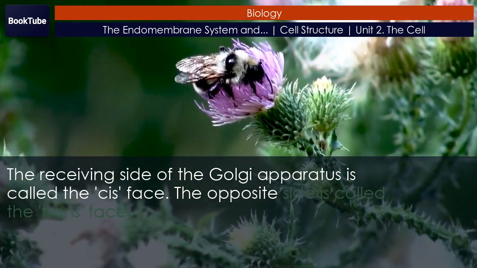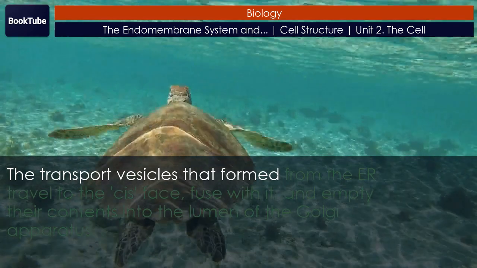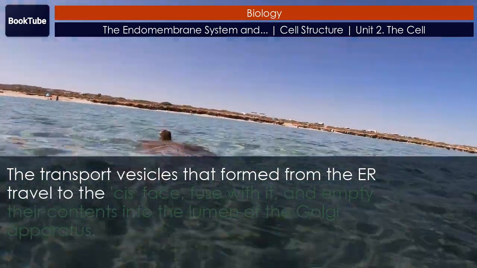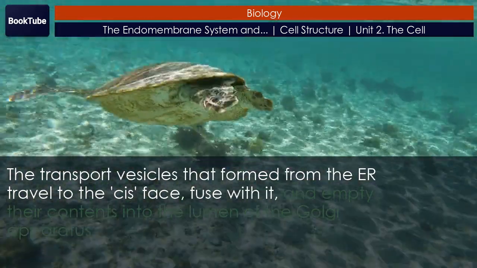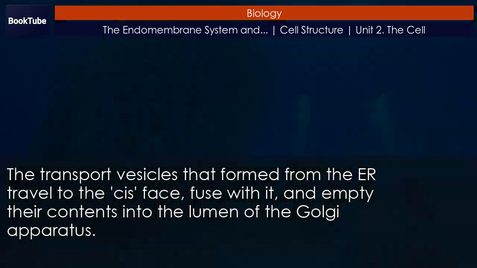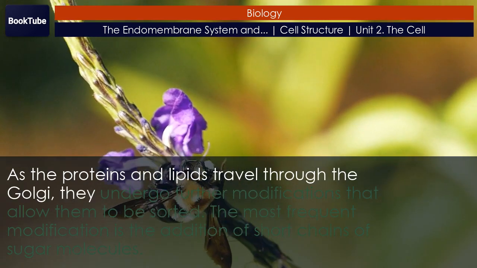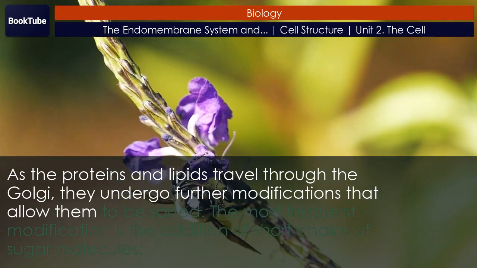The opposite side is called the trans face. The transport vesicles that formed from the RER travel to the cis face, fuse with it, and empty their contents into the lumen of the Golgi apparatus. As the proteins and lipids travel through the Golgi, they undergo further modifications that allow them to be sorted.